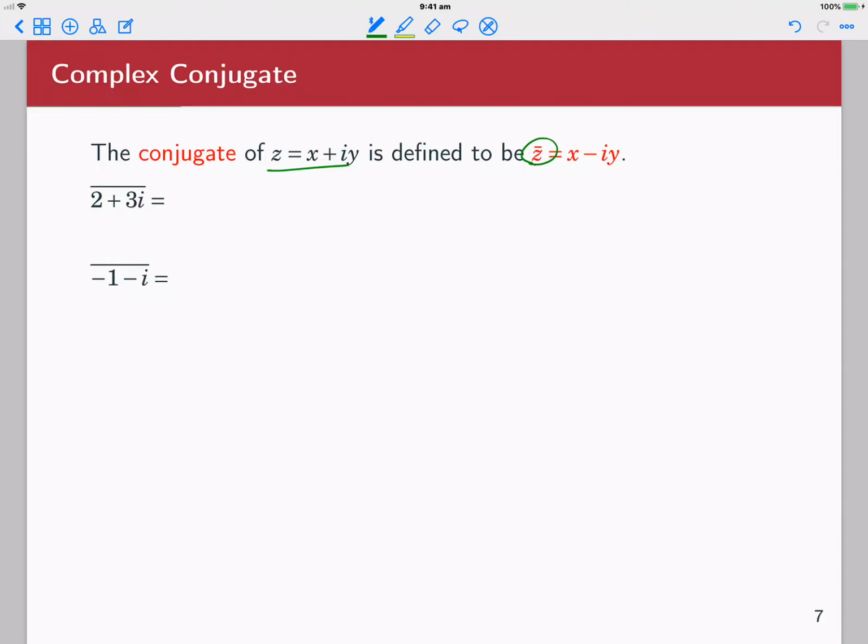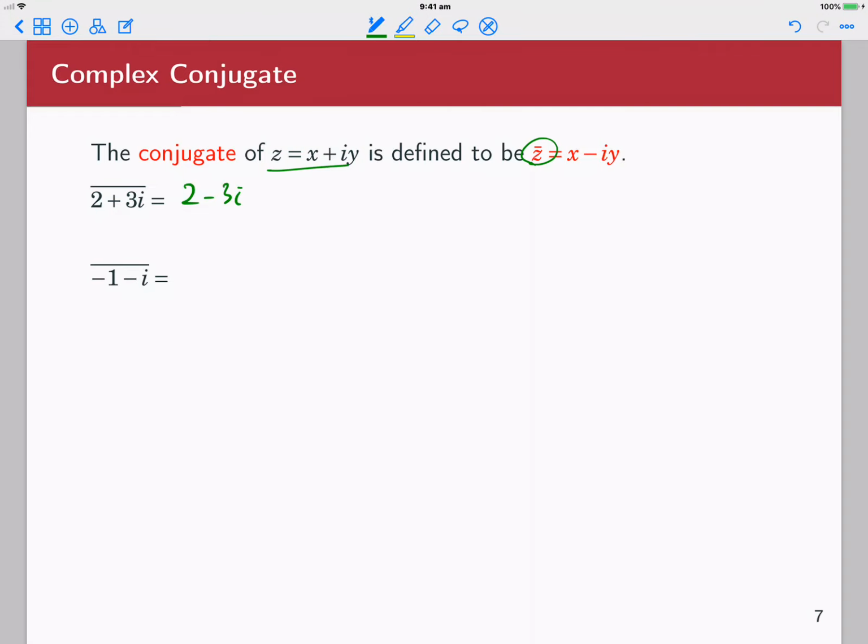Instead we put this bar on top. So remember, all that you do is take the imaginary part and multiply it by -1. Just showing you using these examples, in the first example I want to figure out the conjugate of 2 plus 3i. Now the imaginary part is 3, so I multiply that by -1, I get -3. So I get 2 minus 3i.